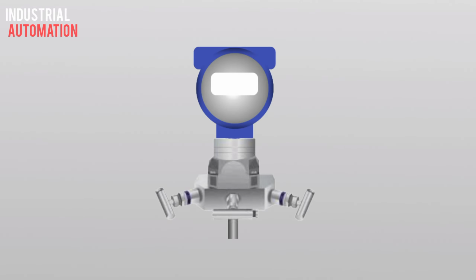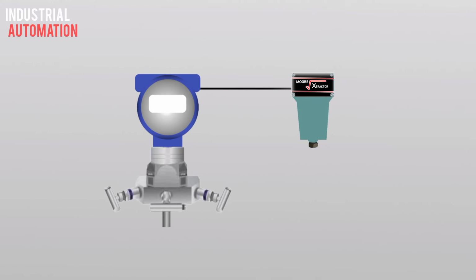Okay, let's start the video. Remember, we ignored the square root extractor when we calibrated the transmitter. So in this lesson we are going to discuss how to correctly and safely calibrate a differential pressure transmitter with the square root extractor. Let's connect the square root extractor to the output of the transmitter and see what happens.